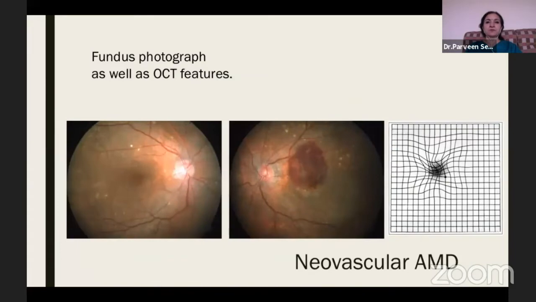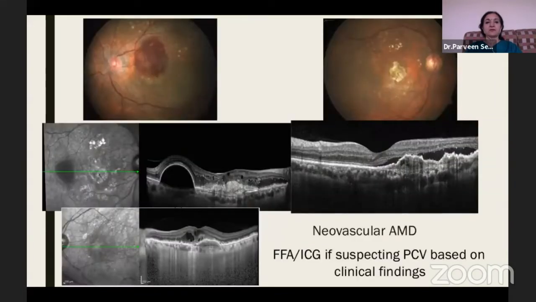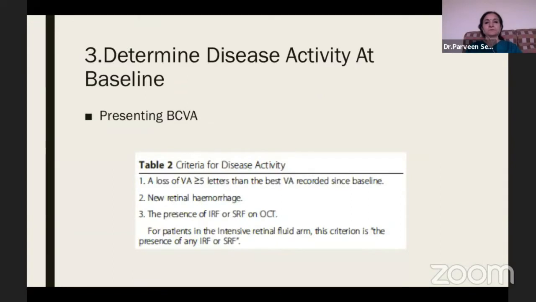For my patients, what works well for me is a fundus examination, a fundus photograph at baseline, and of course, OCT. OCT is necessary at baseline, and these are a few typical features of AMD which will be seen on OCT. You could have fluid in the subretinal space, or you could have serous PEDs, or you could have fibrovascular PED, as was explained by my previous two speakers as well. All these are features of neovascular AMD. Third question: is the disease active?